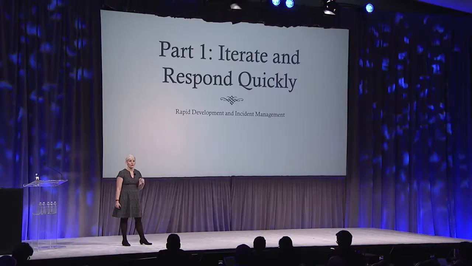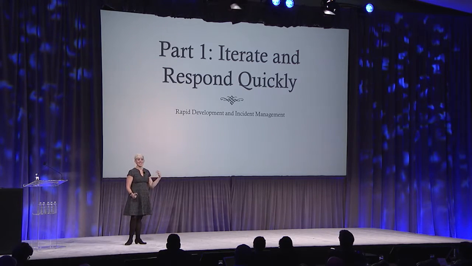So we're going to break these two things down and just go through a few things that I believe are valuable when thinking about dealing with a microservices environment that's imperfect, right? So iterating and responding quickly, rapid development and incident management. I believe that a keystone habit of great engineering teams is that they release frequently.